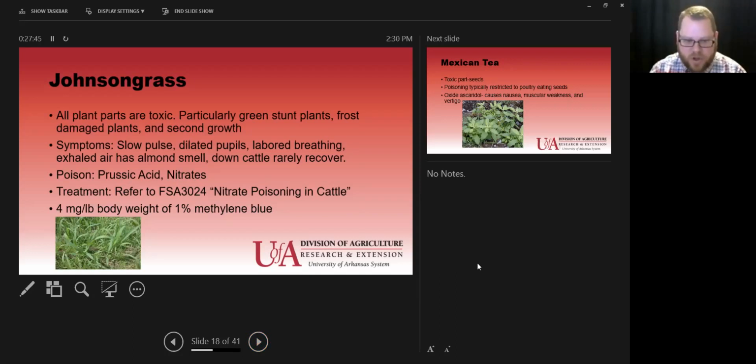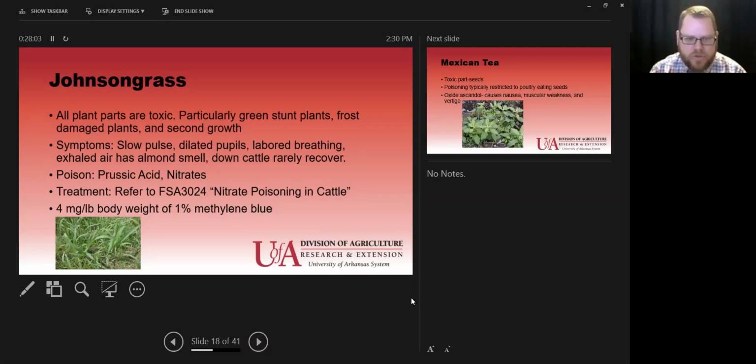So some symptoms include slow pulse, dilated pupils, labored breathing. When they breathe out, it has an almond smell to it. And this is one of those where cattle regularly recover from the toxicity with Johnson grass.